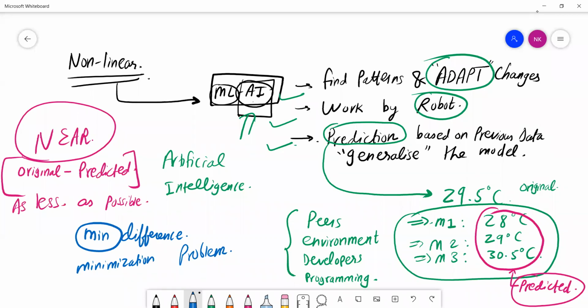It is nothing but the minimization problem, and the minimization problem deals with optimization, which we have already seen. So you can say that yes, this type of prediction question works on the basis of optimization.